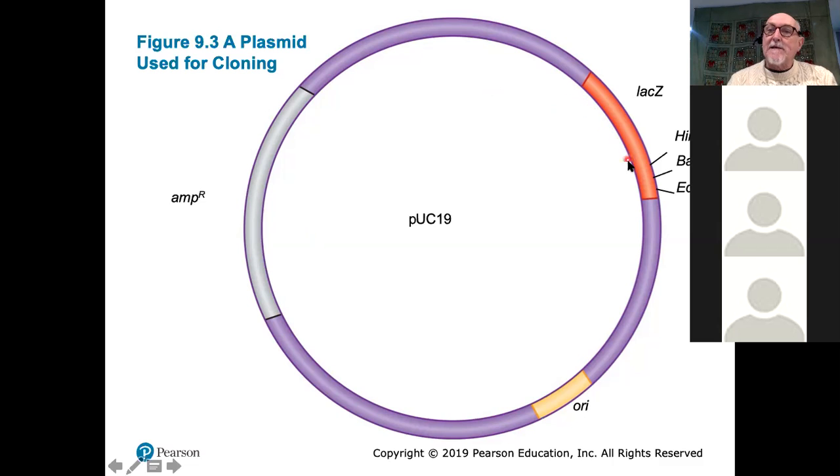But here is another gene, the lacZ gene, which allows bacteria to ferment lactose. Under normal circumstances, that would be a useful thing to acquire. We've put it there for another reason, though, and that will become clear a little bit later on, because we have to remember that we're using our plasmid as a vector.